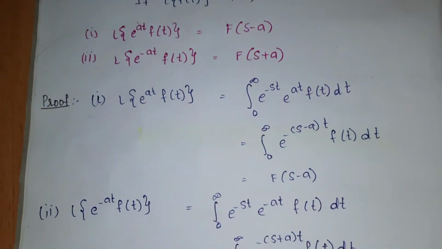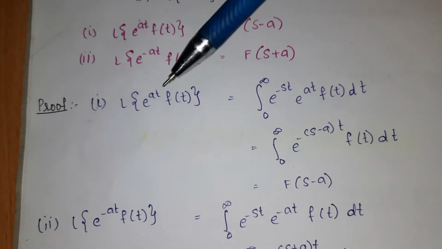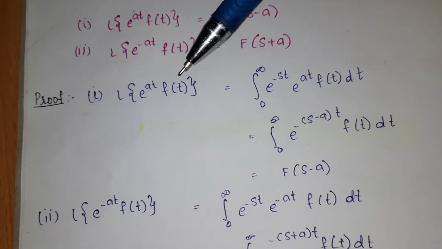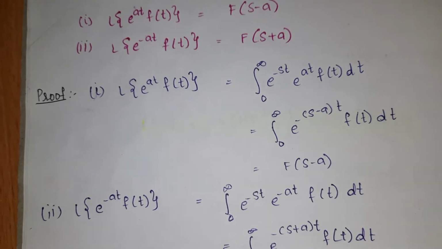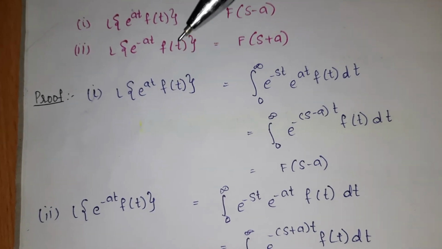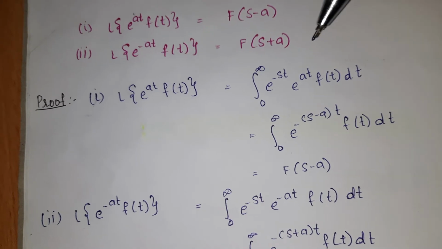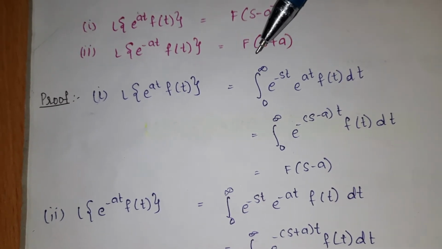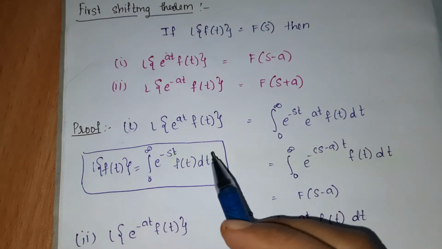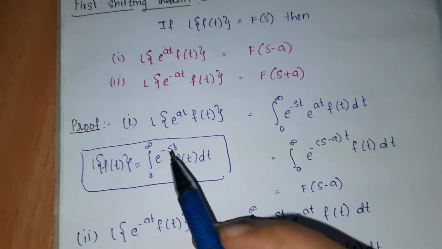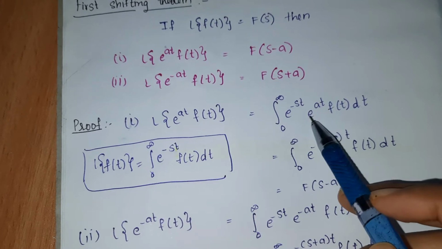Now see the proof. How to prove this? I'll tell later on how to prove the Laplace transform of sin at and cos at formulas also. First let's just see this. L of e power at f of t. The general formula for L of f of t is the basic formula; I said you have to remember this, so we use it in this derivation.